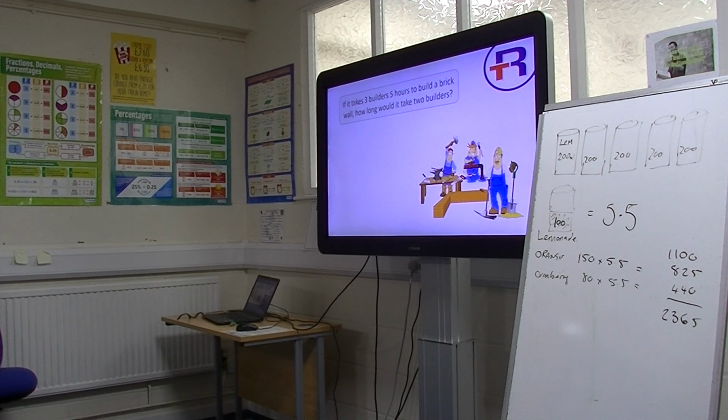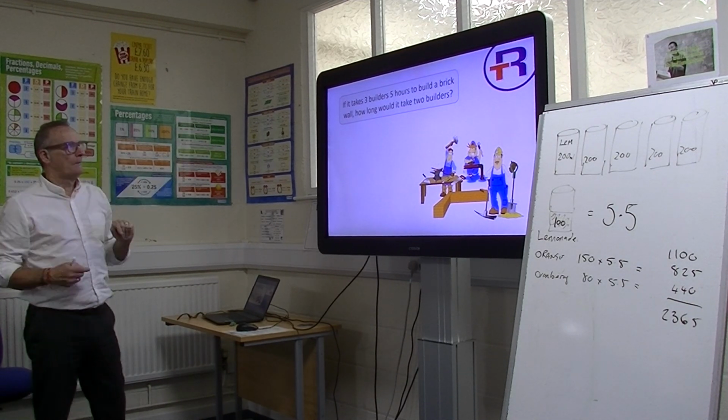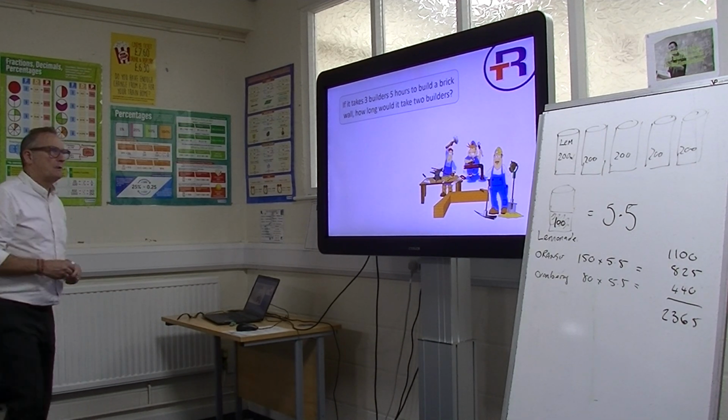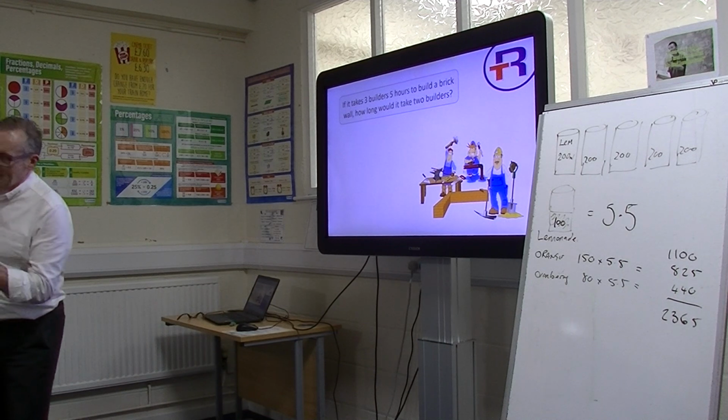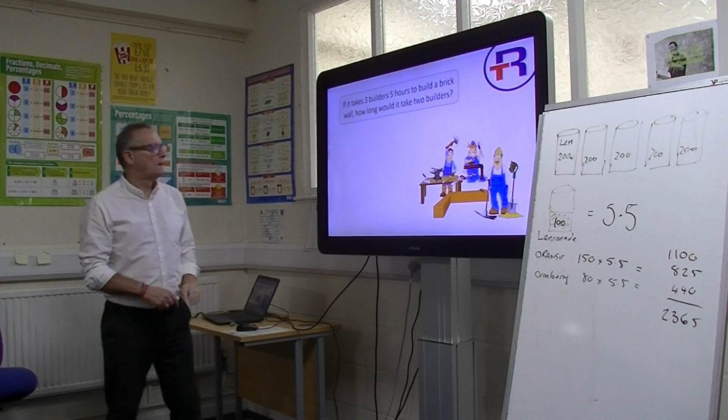If it takes 3 builders 5 hours to build a brick wall, how long will it take 2 builders? Now this is slightly different because these numbers are a little bit different. We've got 3 and 2, rather than 3 and 6. So, this is a bit tricky. This is the easiest calculation you'll ever do in maths, believe me.